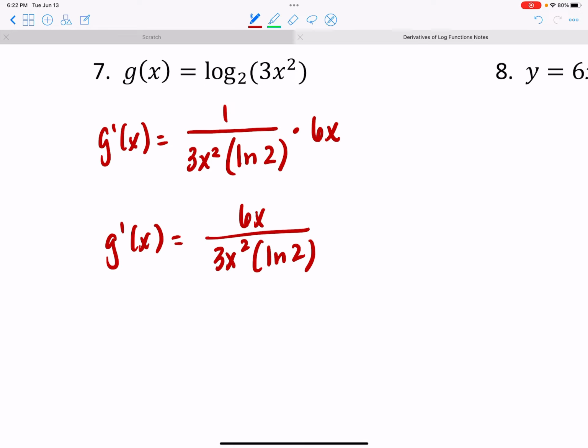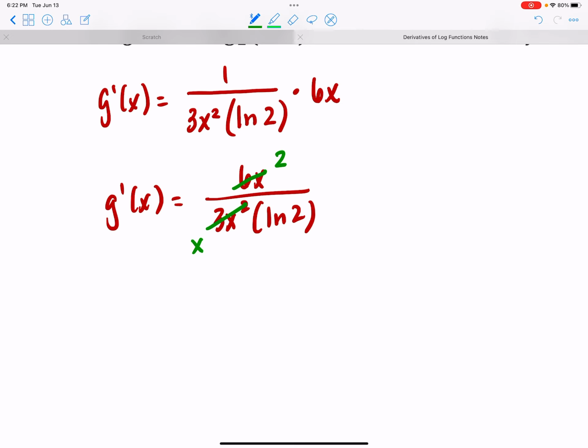So if I said g prime of x is equal to 6x over 3x squared times the natural log of 2, this would be an okay answer, but hopefully you're recognizing that we have a common factor here, so let's reduce. If I divide here by a 3 and an x, I would have just an x left. If I divide here by a 3 and an x, I would have a 2 left, so I can reduce. And I'm going to say then g prime of x is going to equal 2 over x times the natural log of 2.